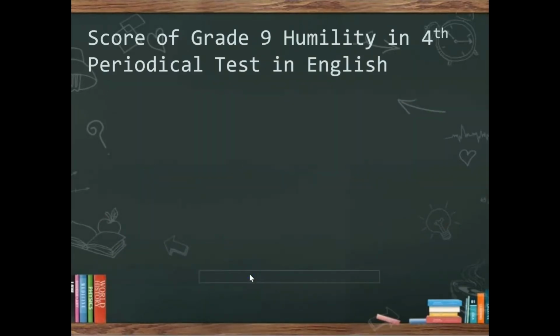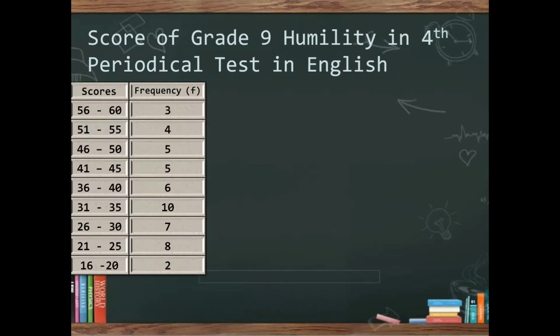Example, scores of Grade 9 students in the 4th periodical test in English. Make a column for score and frequency. In our score, we have 56 to 60, 51 to 55, 46 to 50, 41 to 45, 36 to 40, 31 to 35, 26 to 30, 21 to 25, 16 to 20. In frequency, we have 3, 4, 5, 5, 6, 10, 7, 8, 2.